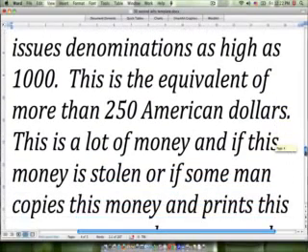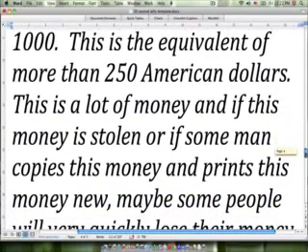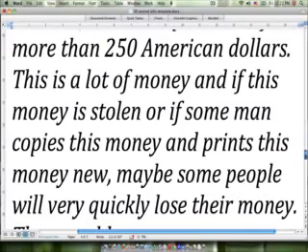Now the student's next sentence is a discussion of this example, and shows us how this example makes it clear that carrying cash, carrying paper money, is less safe than carrying money as electronic funds. Now the student writes, "This is a lot of money, and if this money is stolen, or if some man copies this money and prints this money new, maybe some people will very quickly lose their money."